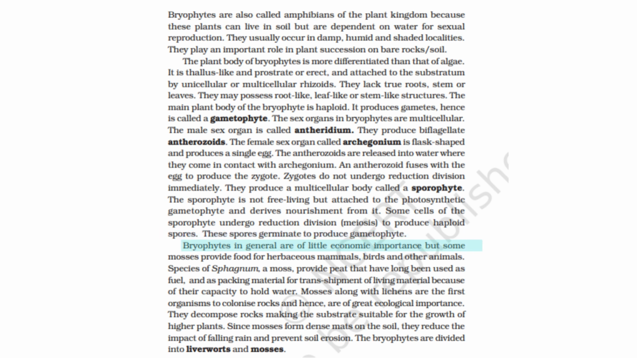Bryophytes in general are of little economic importance, but some mosses provide food for herbaceous mammals, birds, and other animals. Species of sphagnum, a moss, provide peat that have long been used as fuel and as packing material for transshipment of living material because of their capacity to hold water.